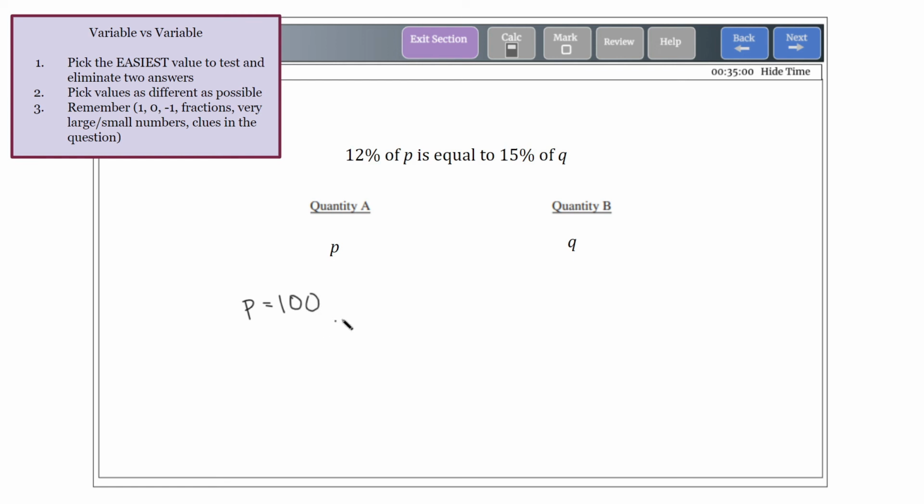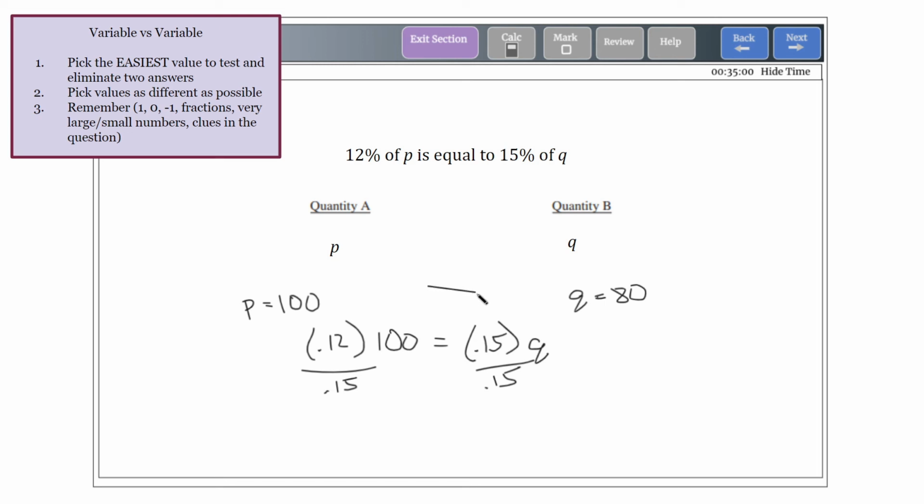So if P is equal to 100, we know that 12%, so 0.12 times P, is going to be equal to 15% of Q. So in this case, we would divide both sides by 0.15. And what do we get? If we just punch this into the calculator, we find that Q equals 80. And so in this case, again, we have found A is greater than B.